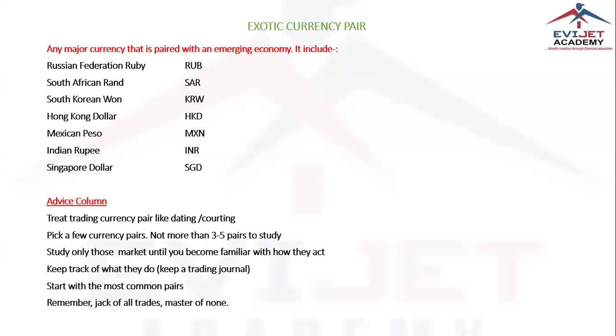So pick a few currency pairs, not more than 3 to 5, to study. Study only those markets until you become familiar with how they act. Then keep track of what they do. Keep a trading journal. Start with the most common pair. Remember, a jack of all trades is a master of none.